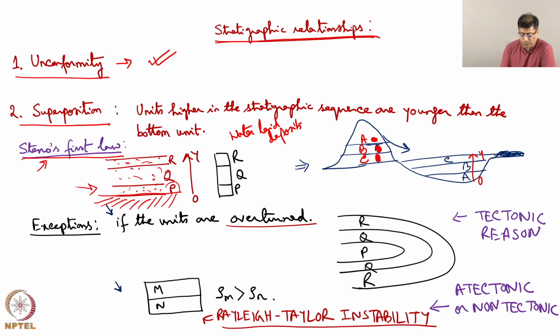The bottommost unit is the oldest, the topmost unit is the youngest, and any unit which is at the top of another, such as Q is at the top of P, is younger. So, Q is younger than P, R is at the top of Q, so R is younger than Q. Altogether we can make a succession: unit P, unit Q and unit R, with O for old and Y for the younging direction, and this arrow vertically up.